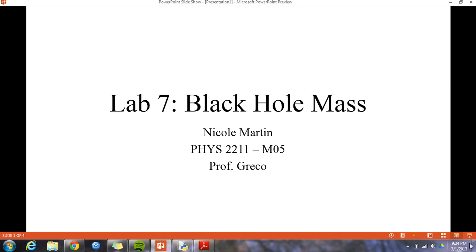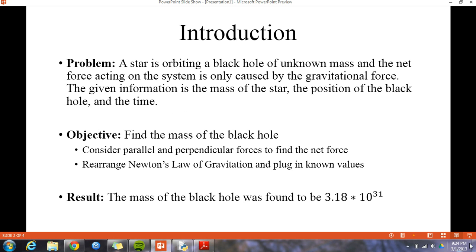I am in lab section MO5 and this is my lab 7, black hole mass. In this lab, we have a star that is orbiting a black hole of unknown mass, and the net force acting on the star is only caused by the gravitational force. The information given to us is the mass of the star, the position of the black hole, and the time it takes for the star to orbit the black hole. Our objective is to find the mass of the black hole.